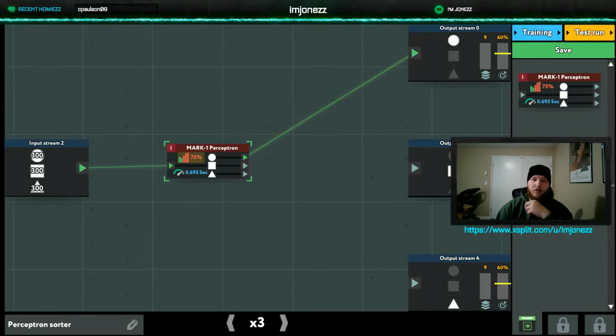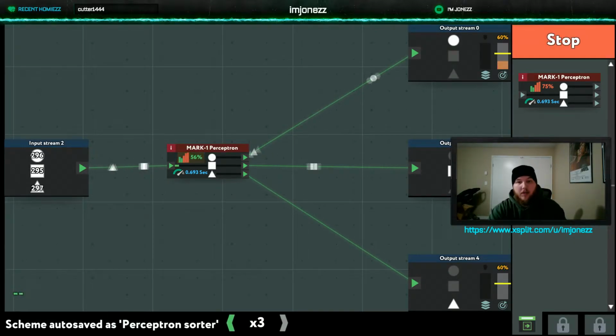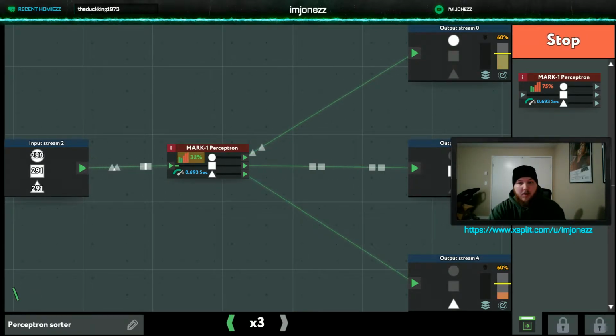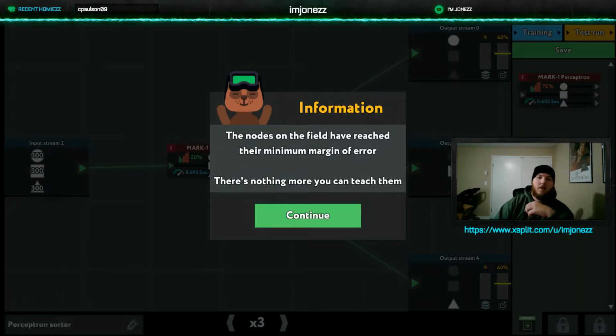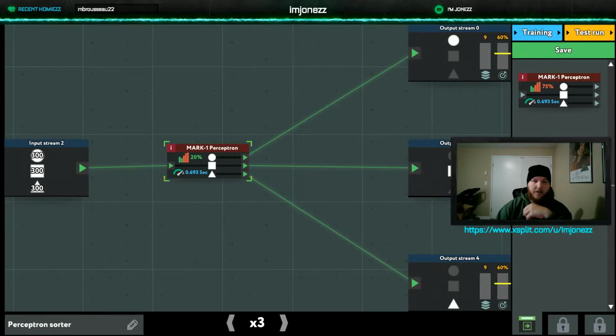How it goes: circle to circle, square to square, and triangle to triangle. Take note, this takes 6.93 seconds, but it has a 75% error rate. Let's train it. Turn it up. It's going to increase its error. You'll notice it's not very accurate in any of these. So minimum margin of error, there's nothing more we can teach them. That's important. It's only 80% accurate.